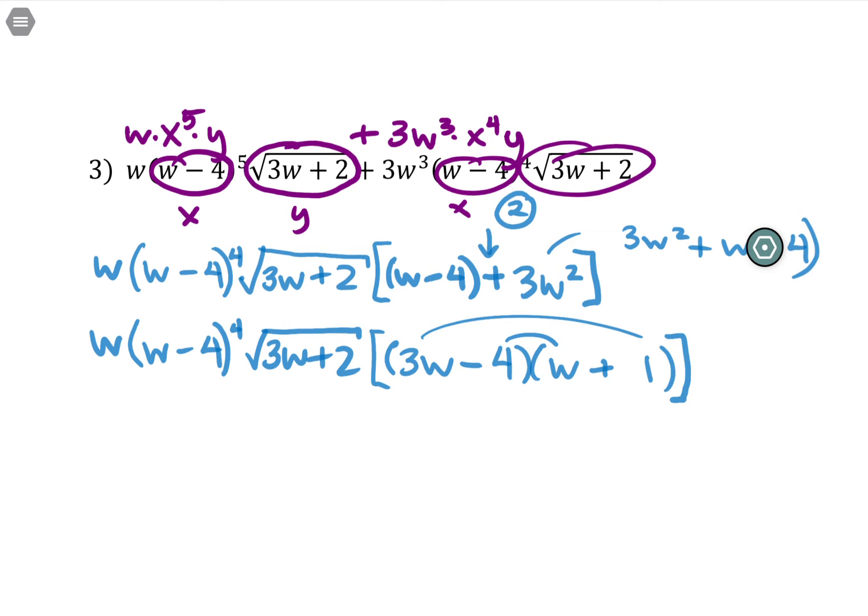I have a single w in the first one, 3 in the second one. I have 5 x's in the first one, 4 in the second one, and I have a y in both. So what can I factor out? I can factor out a w, an x to the fourth, and a y. So that's the simpler problem hidden within all this crazy mess.